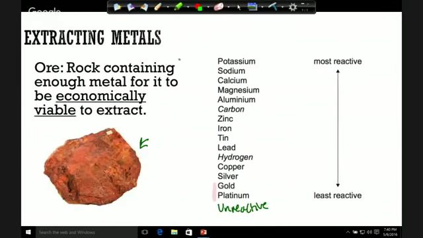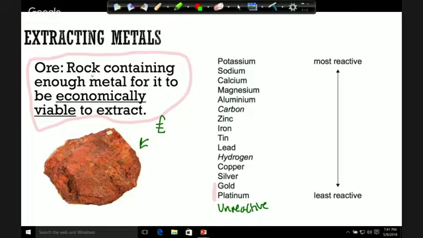Again, a really common definition that they might ask you, and in fact the examiners commented recently that people just don't get this, so I'm going to concentrate on this bit now, the definition of an ore. This definition is important because actually all rocks will contain metals. All rocks will contain at least some metals because they are metal compounds, but we can only call it an ore if the rock contains enough metal for it to be economically viable to extract. In layman's terms, that means it's got to have enough metal to make it worth it in a money sense.